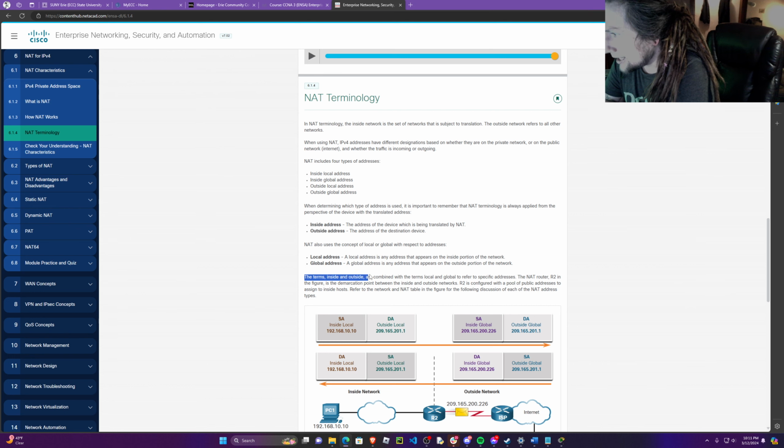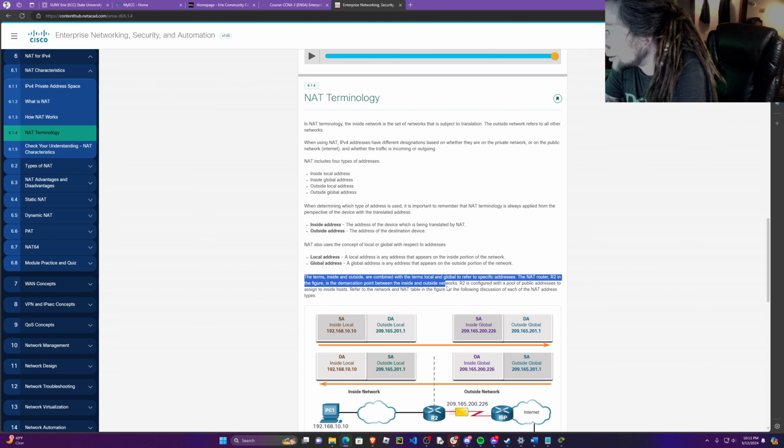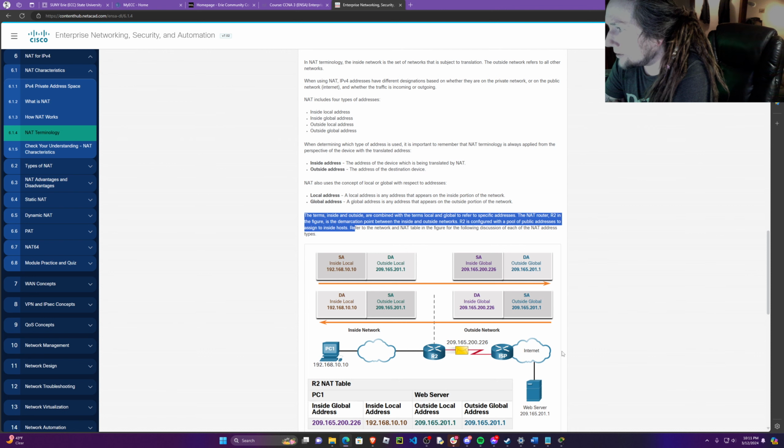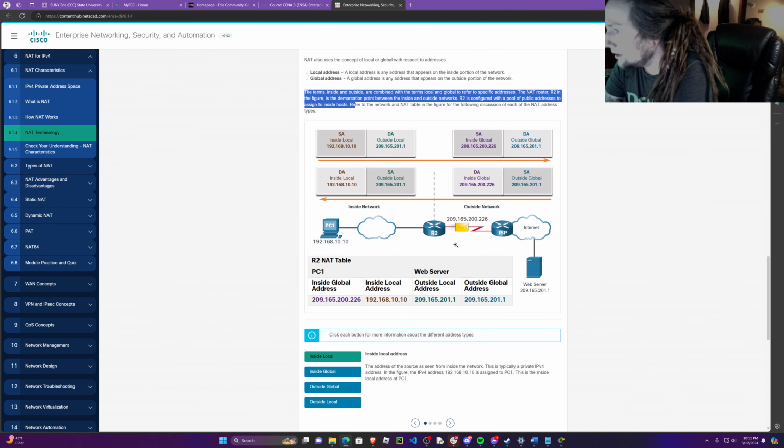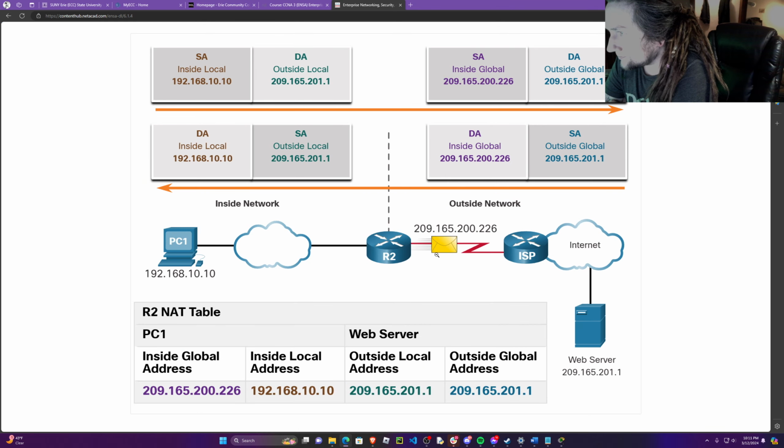The terms inside and outside are combined with the terms local and global to refer to specific addresses. The NAT router, R2 in the figure, is the demarcation point between the inside and outside networks. R2 is configured with a pool of public addresses to assign to inside hosts. Refer to the network and NAT table in the figure for the following discussion of each of the NAT address types. Let's look at our little figure here, and again, this makes it look way more complicated than it is.